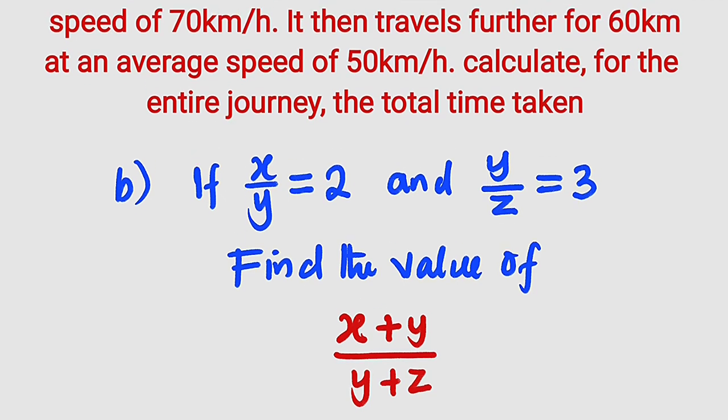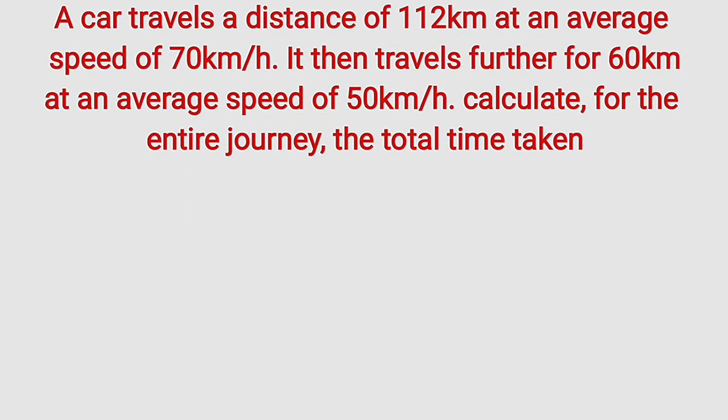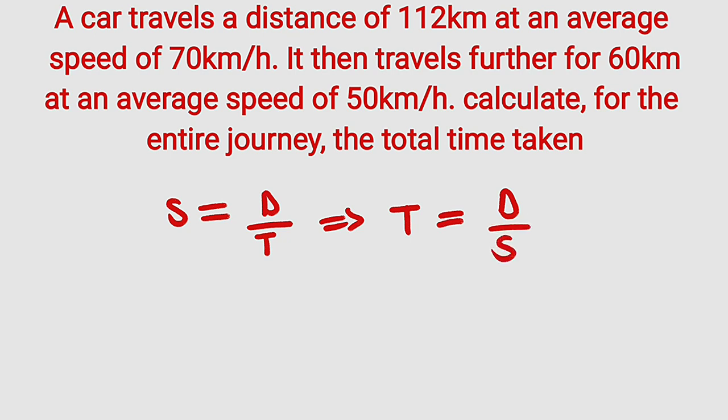Alright, let's get started. For question 1A, it is a question related to distance, speed, and time, right? So what is the relationship between them? Remember that speed, let me call it s, is equal to distance divided by time, right? But this question is asking about total time taken. So how can we make t, which is the time, the subject? It implies that t is equal to d divided by s.